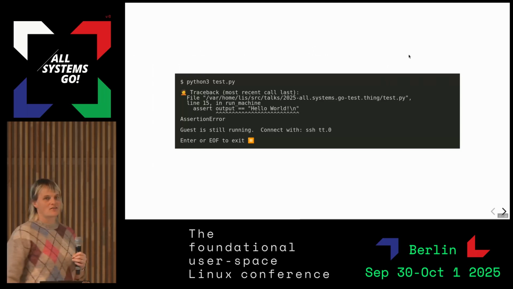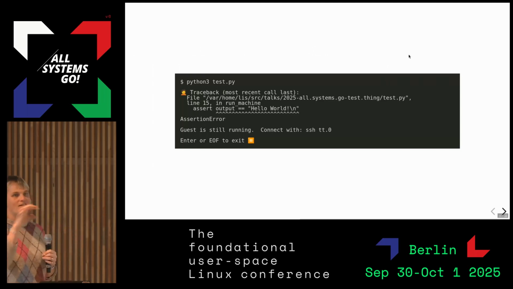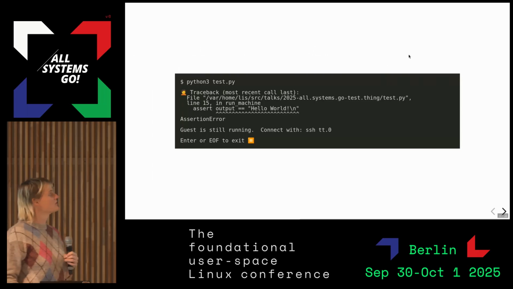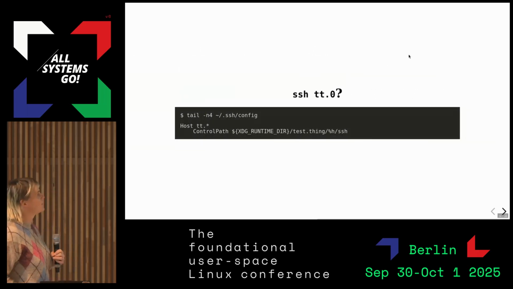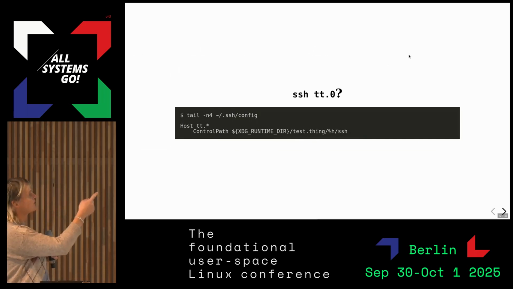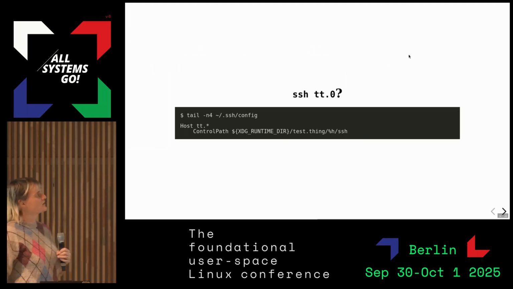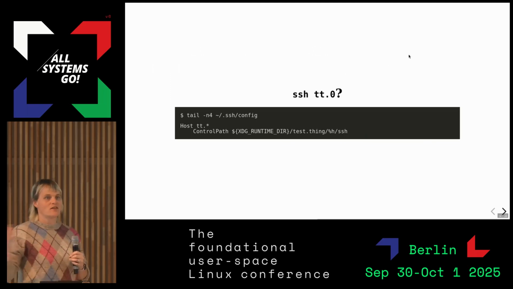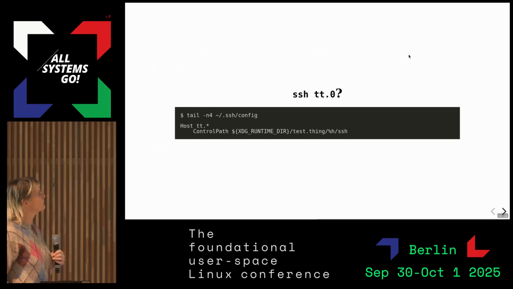You can connect with this ssh tt.0 and you can get into the guest and see what went wrong with my tests. What's ssh tt.0? You can add this to your SSH config, and this is just a basic way to tell SSH, okay, if somebody connects to that, then forward them to this thing in the XDG runtime directory where you'll find the SSH control socket. That's also a cool tool because you can SCP stuff to tt0: and then it'll land in the machine.